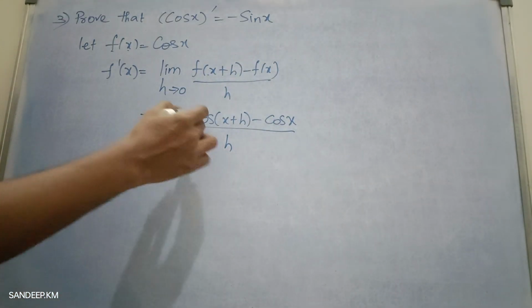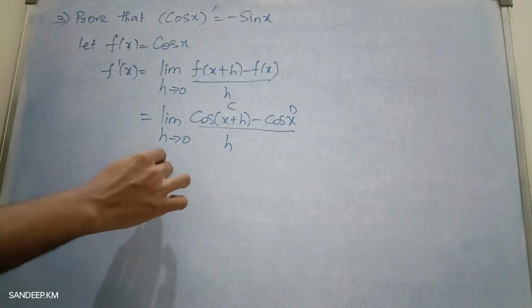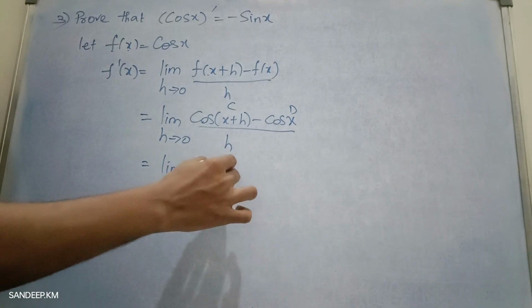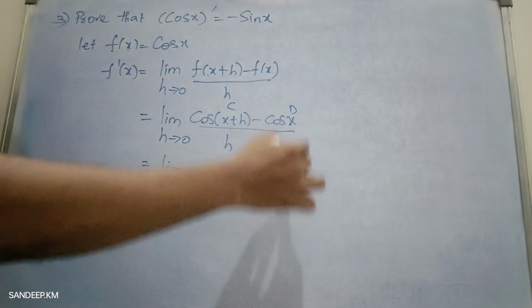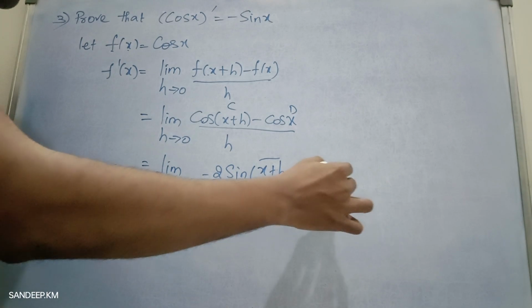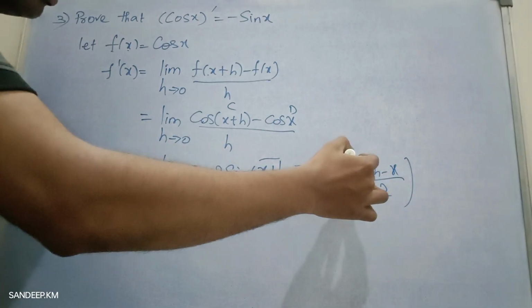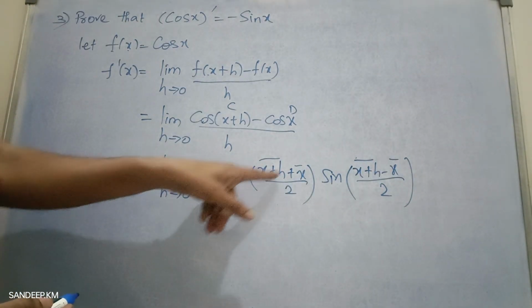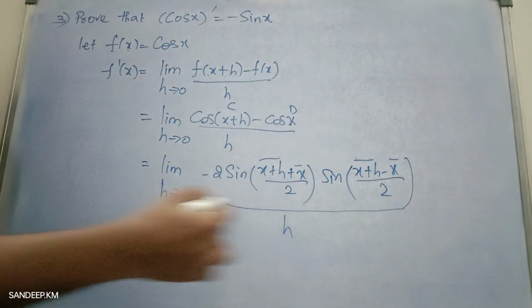After this, you should remember the cos c minus cos d formula from the transformations chapter in trigonometry. What is cos c minus cos d? I hope you remember it. It is minus 2 sine of c plus d by 2 into sine of c minus d by 2. So this is c, that is x plus h, and this is d, that is x. Remember this. We have used the cos c minus cos d formula. Whole divided by, let us not forget, h.